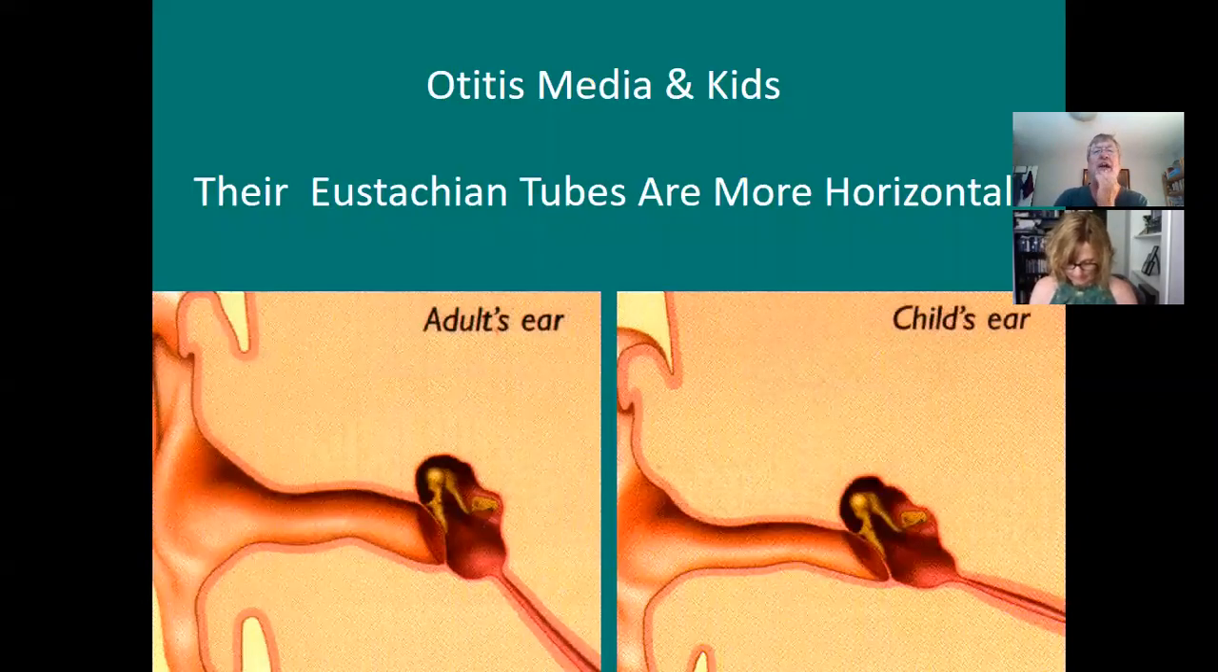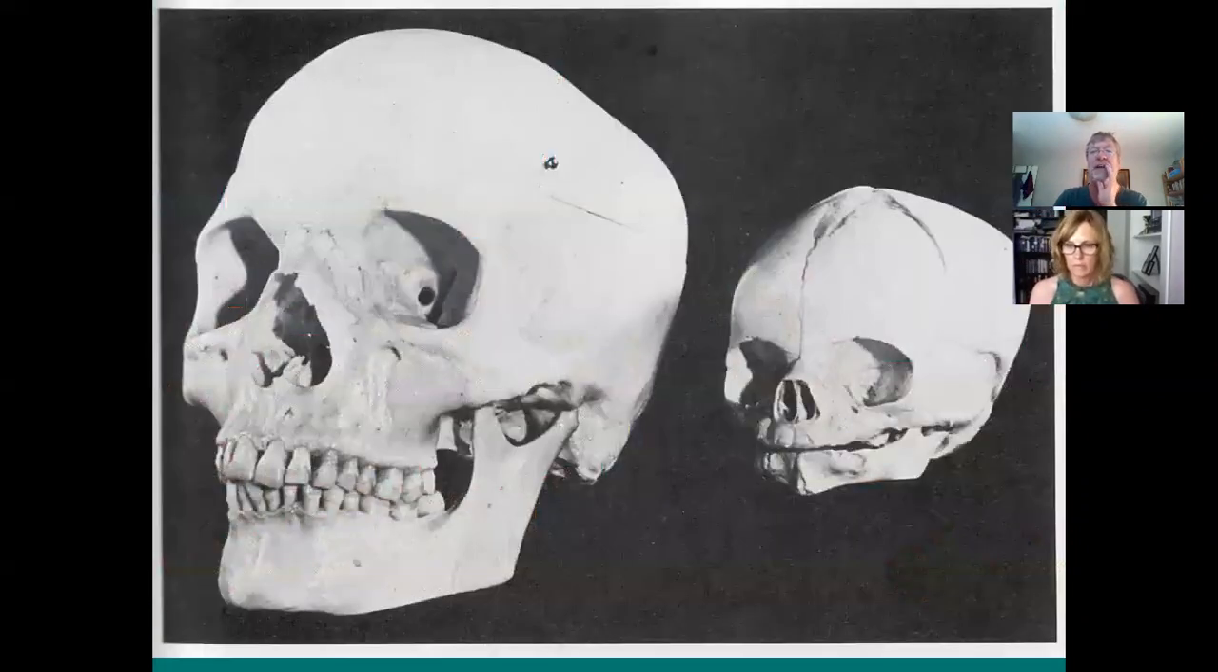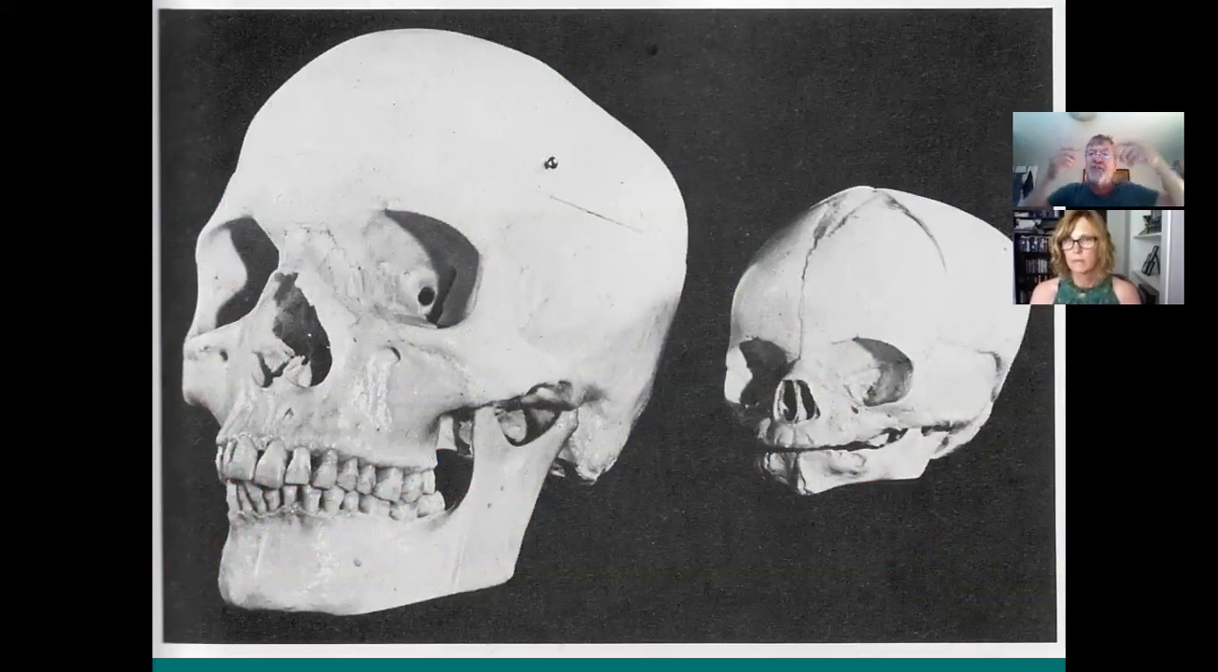And here's otitis media in children. Adults have a more vertical Eustachian tube. Children have a more horizontal Eustachian tube, and that's because of their skulls. Look at the child's skull compared to an adult skull. Children have a flatter skull. So we adults have gravity working in our favor. Our Eustachian tubes drain from the middle ear better than children's do.